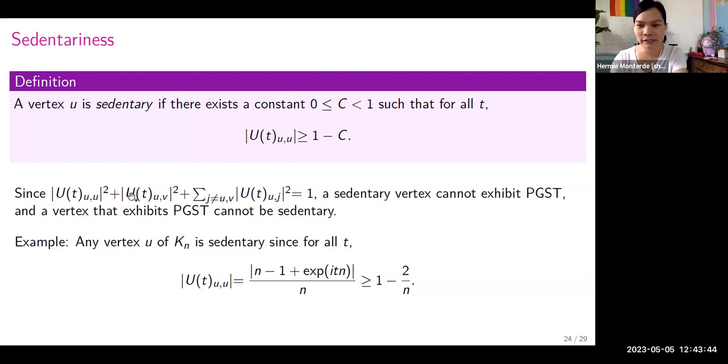So if this is bounded away from 0, this can never be close to 1. Right? And if this is never close to 1, then a sedentary vertex cannot exhibit PGST. And those that exhibit PGST cannot be sedentary. So in a way, by studying sedentariness, we also know which graphs avoid high fidelity quantum state transfer. So just an example which we've given before, any vertex of the complete graph on n vertices is sedentary because of this bound that we've seen at the very beginning of the talk.